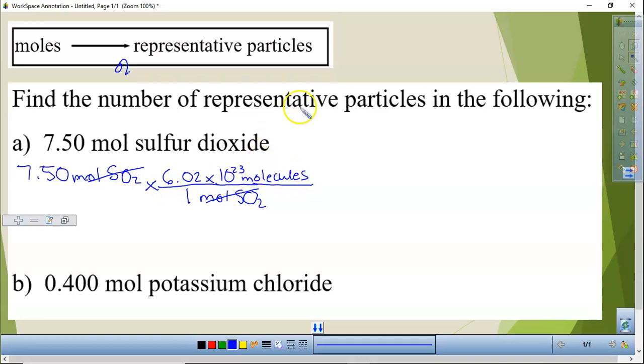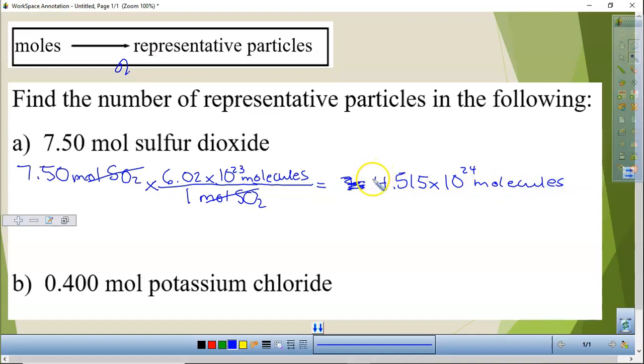I've got Avogadro's, I've got the representative particles that I'm looking for on top. So I stop and I do a little bit of math. I multiply 7.50 times 6.02 times 10 to the 23rd. And I get, okay, it took me a minute to do my calculation, 4.515 times 10 to the 24th molecules.